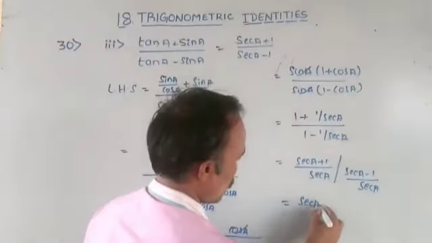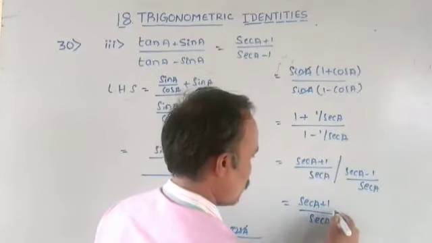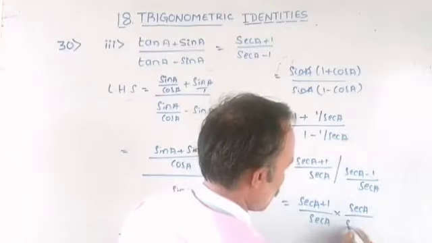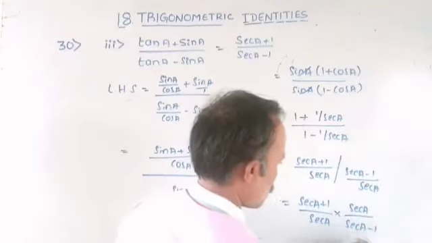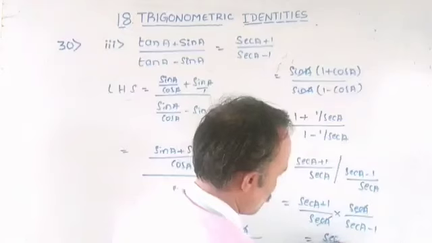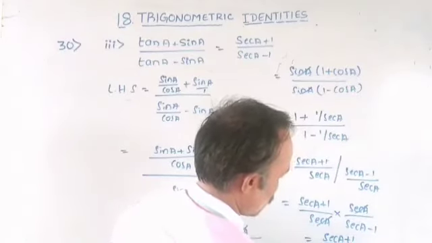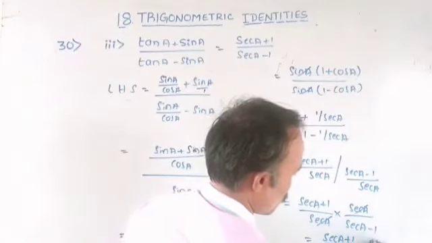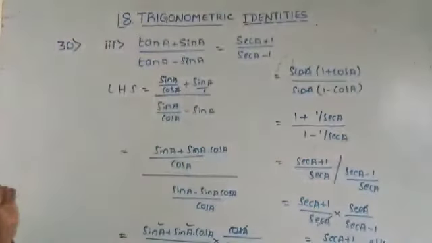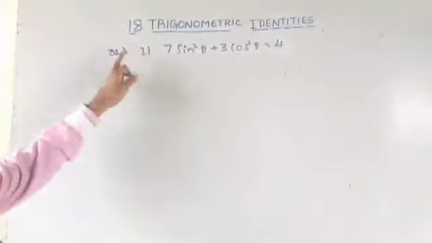So (secant A plus 1) divided by secant A, into reverse, secant A divided by (secant A minus 1). So these two get cancelled. So final step, last step, (secant A plus 1) divided by (secant A minus 1). So this is equal to the RHS part. Yes, any doubt? Okay? Yes.